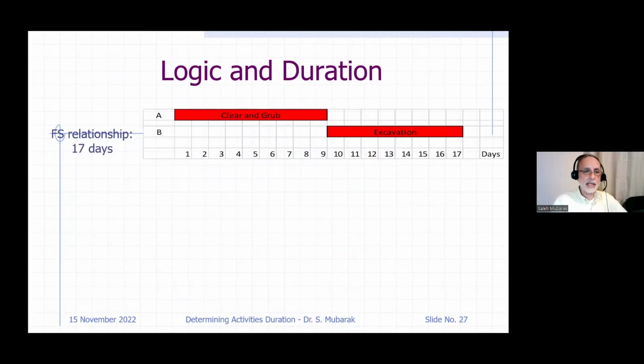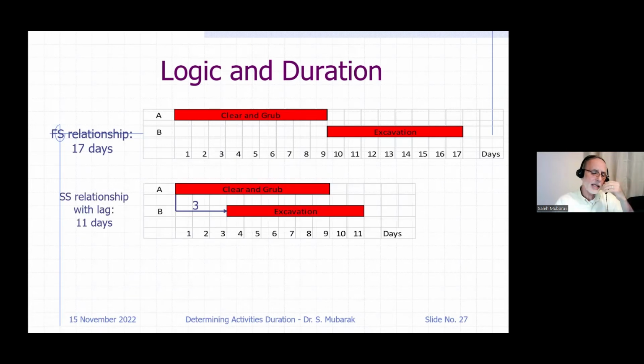Here's another example for logic and duration and simplification. I see two activities that are critical: clear and grub the land, and then do the excavation. Clear and grub is 9 days. Excavation is 8 days, so the summation is 17 days. Do you really need to finish clear and grub? And you say, no, I need to have a portion of clear and grub. Then the real relationship is start to start with a lag. So 3 days after you do a portion of the clear and grub, about 1/3, you can start excavation, right? You say, right. And we cut 6 days from the duration of the combination.